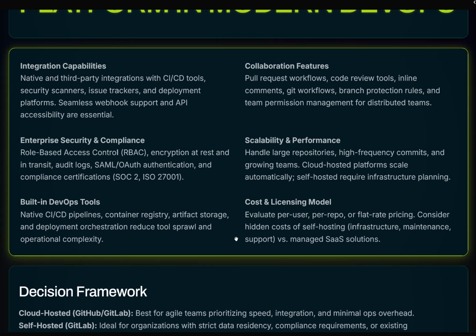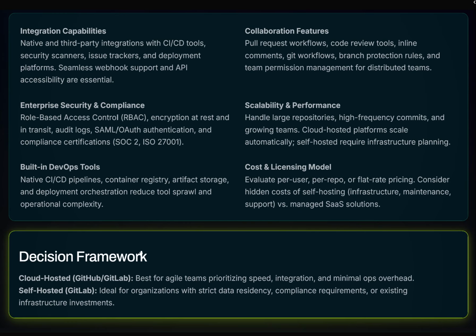And then I go to scalability and performance: what scalability and what sort of performance you are going to need. The next one is built-in DevOps tooling, so container registry, artifact storage, orchestration. And the last one is cost and licensing models. What sort of cost are you considering: infrastructure, maintenance, support, or a managed solution.